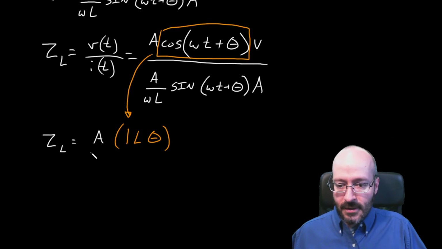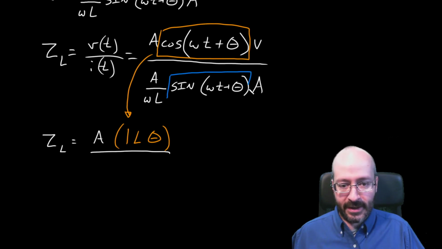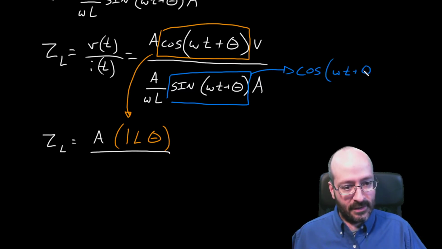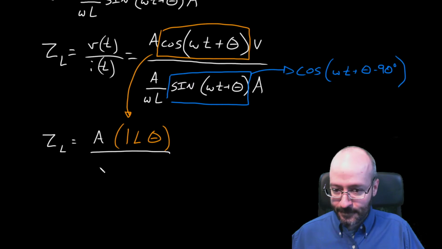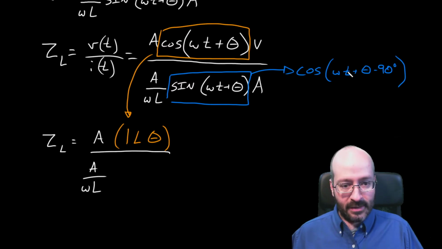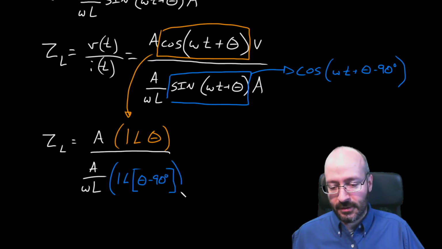All of that is over, well, we got to take our sine and we've got to rewrite it as a cosine, but we know how to do that as well, right? So this is going to become cosine omega t plus theta minus 90 degrees. Okay, and we're going to bring that down. A over omega L stays right where it is, and we bring this down as a phasor. It is 1 at an angle of theta minus 90 degrees. Okay, very similar to the capacitor.